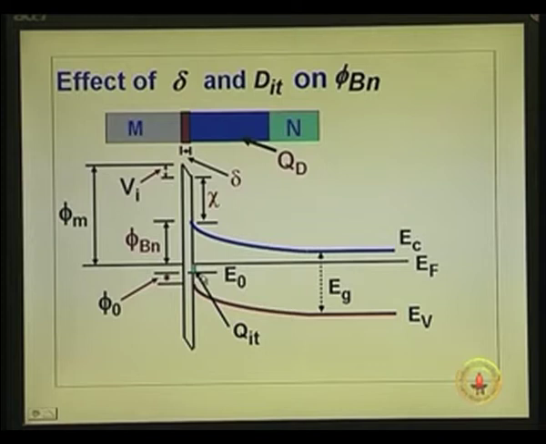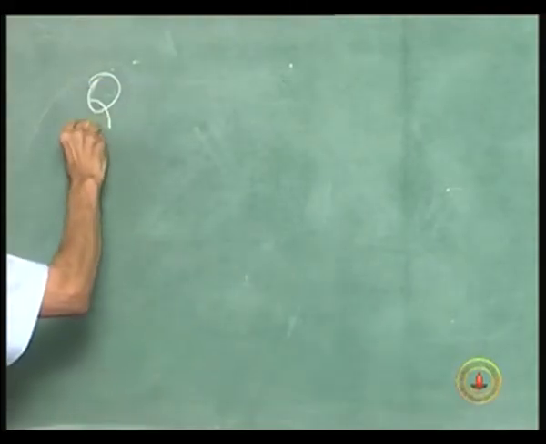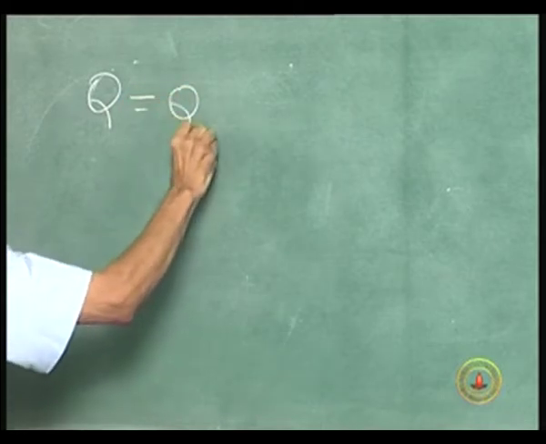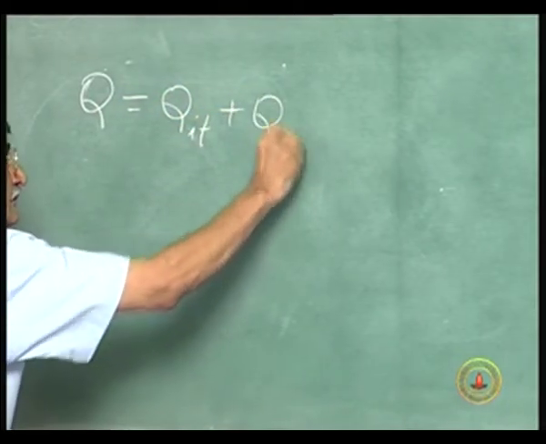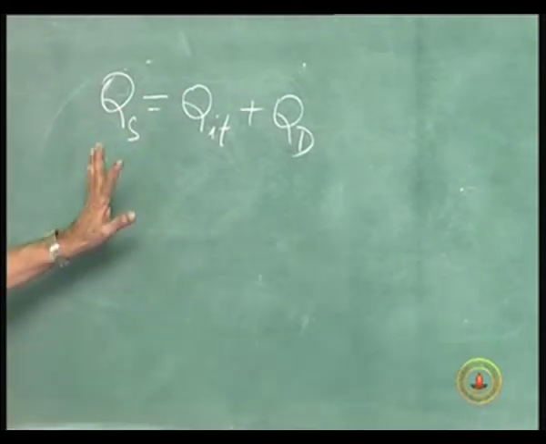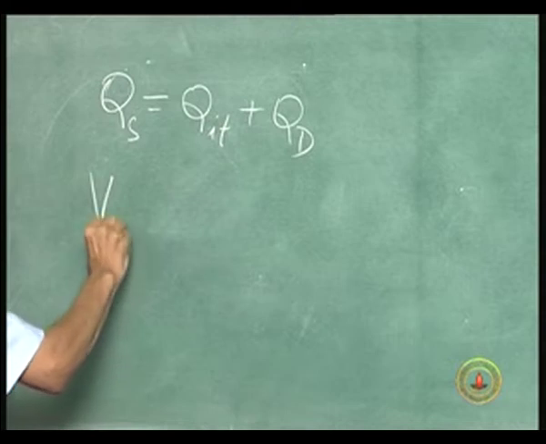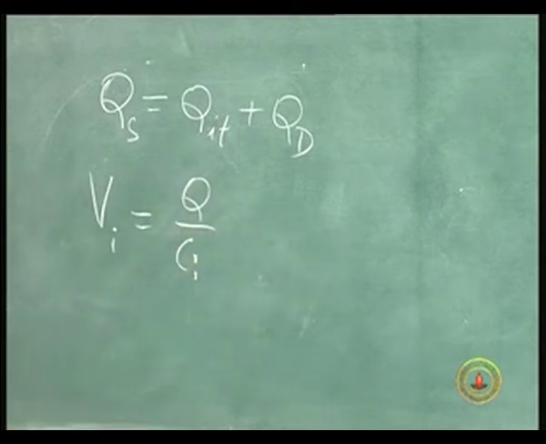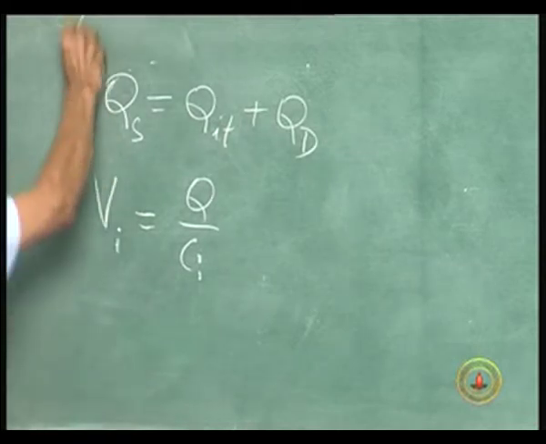Actually, we have seen that the difference phi naught is E g by 3 for gallium arsenide. So, if it is here and if the Fermi level is occupying this position as it is drawn, what is the charge in the interface state density? So, Q is equal to Q I T plus Q D, that is the Q silicon. In the silicon, that is the Q. So, V I is Q divided by C I, that is all. If I find that, I am in business.